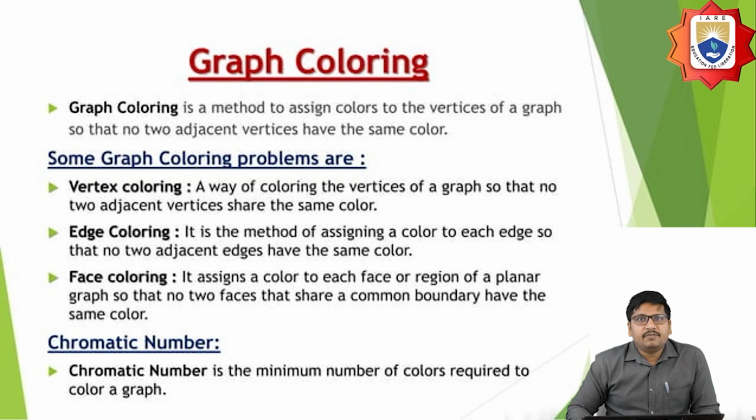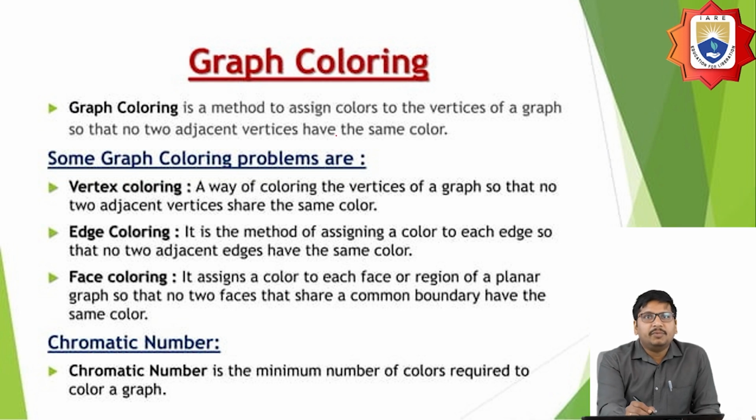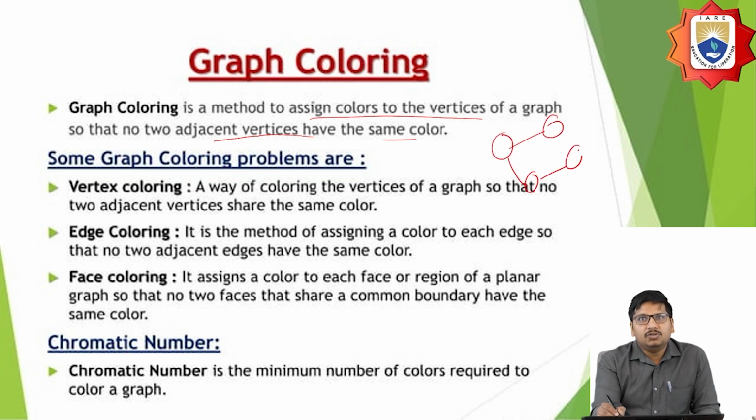And the next one is graph coloring. Graph coloring is the method to assign colors to the vertices of the graph so that no two adjacent vertices have the same color. If I consider a graph here and assign the color blue here, this should be red. No two adjacent vertices should have the same color. Similarly, I can assign another color, so the chromatic number is 3.